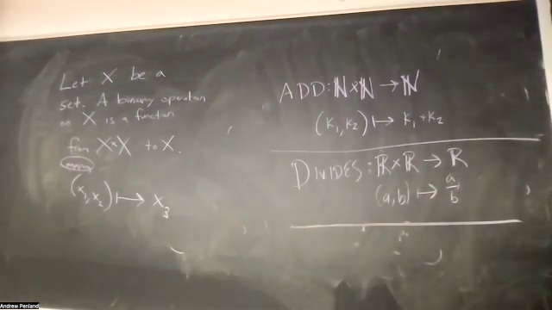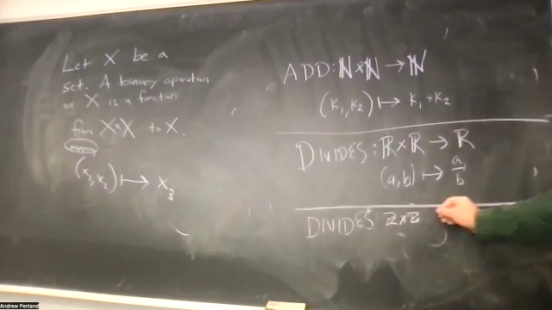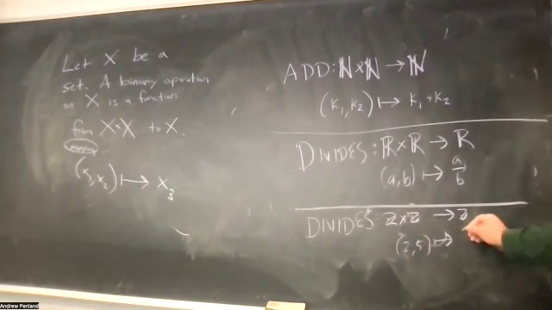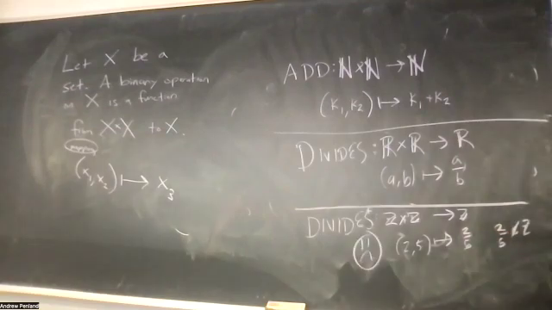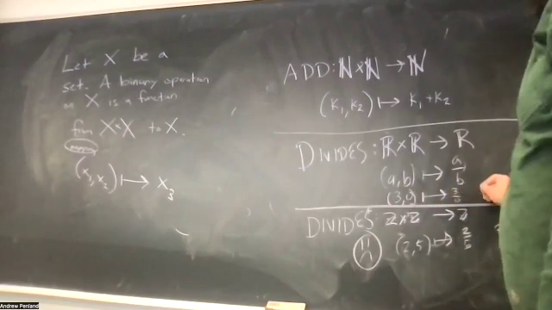That's really good, I'm glad you said that because we need to keep reminding ourselves of the difference between Z and R. But 2, 5 would get mapped to 2/5, and that doesn't work because 2/5 is not an integer. Dividing by 0 is the big problem. If you try to do 3, 0, you go to 3 divided by 0, which doesn't work.